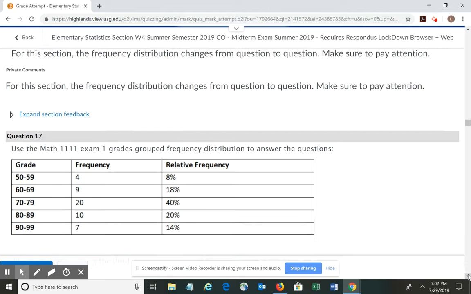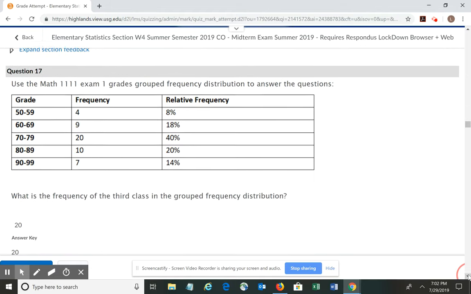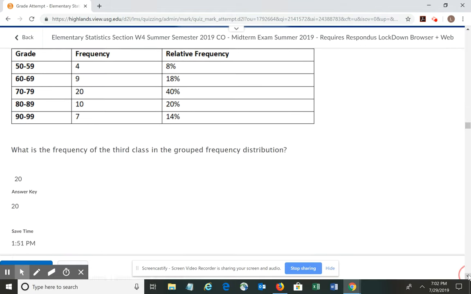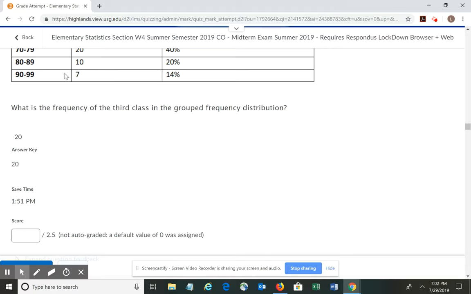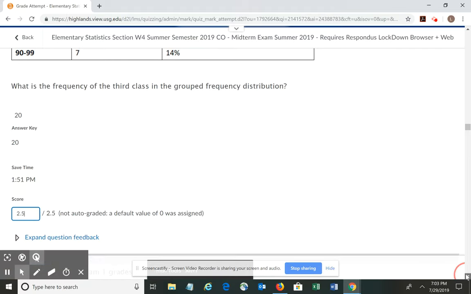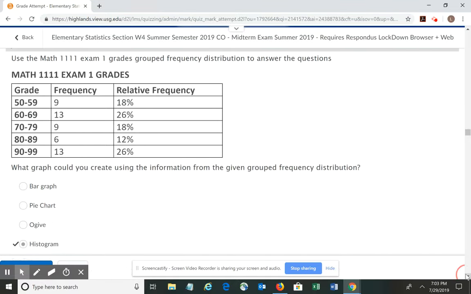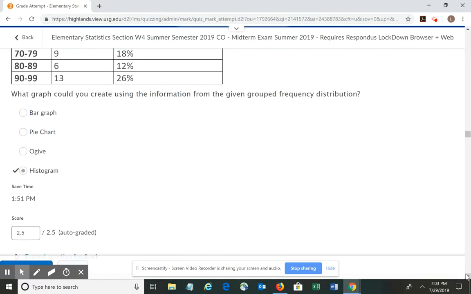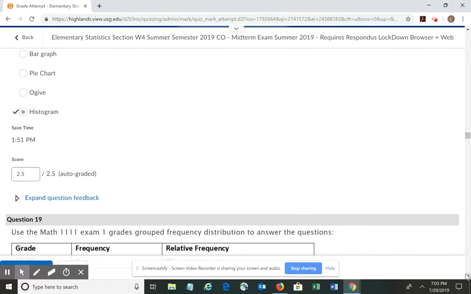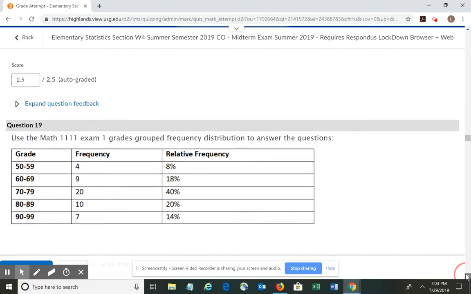Okay, then we move on to the quantitative data section. It asks, what is the frequency of the third class? Okay, third class was 20. She got it right. We, again, have to award the 2.5 points. Question 18 is one I believe will grade automatically. It does. She got it right. It is awarded the points.